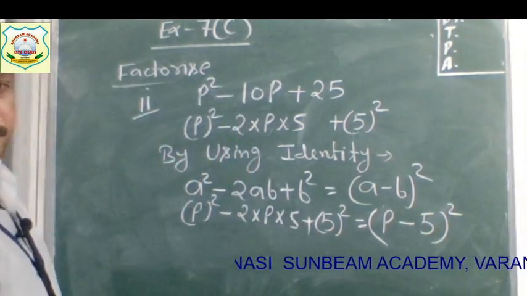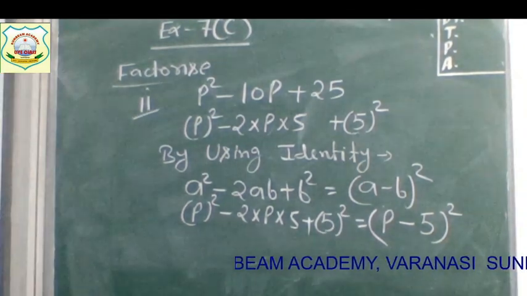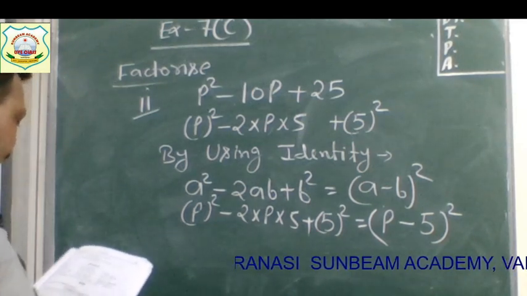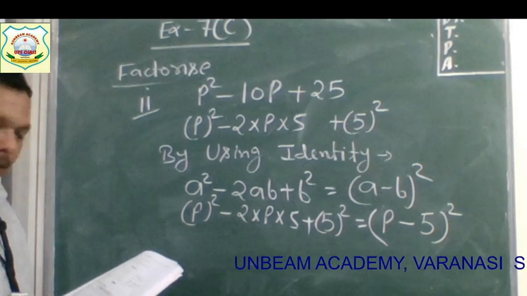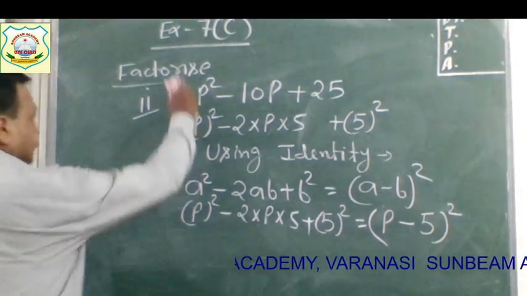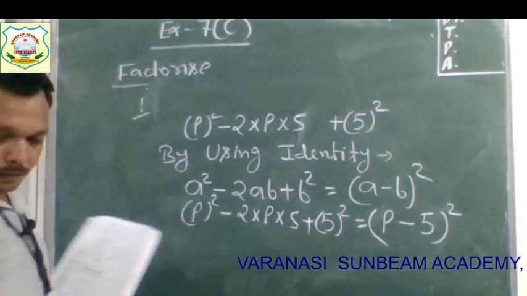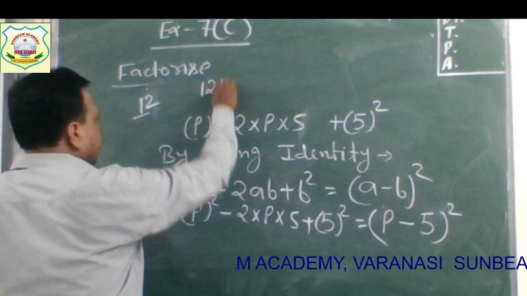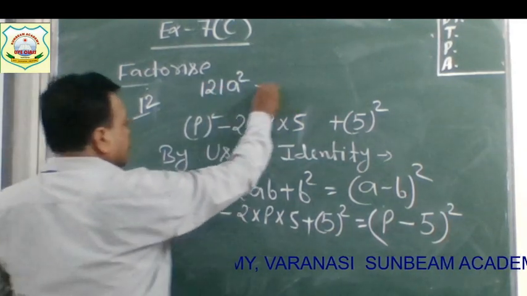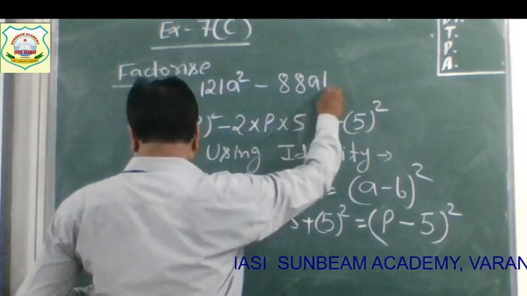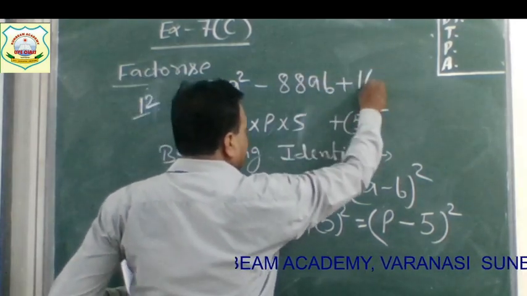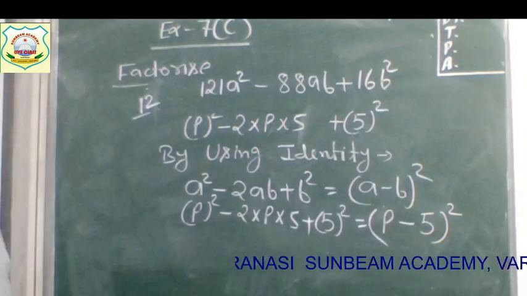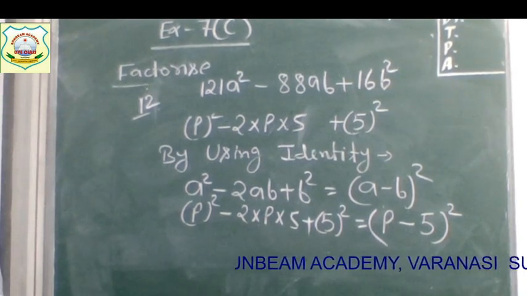Question number 11. Now, after question number 11, question number 12. Question number 12 is given: 121a square minus 88ab plus 16b square. Students, it is a little bit different. We can see here which identities to use.